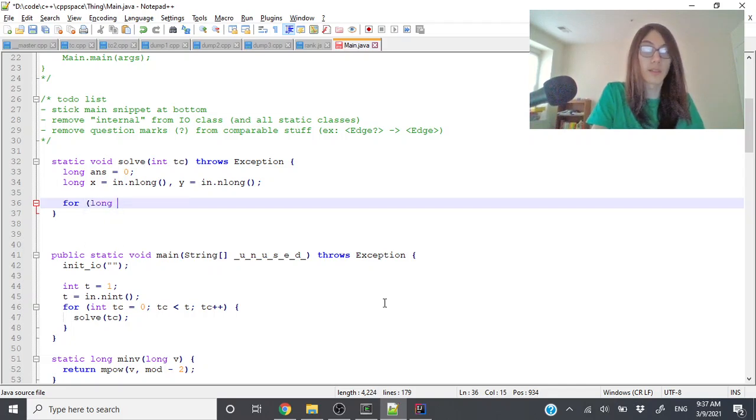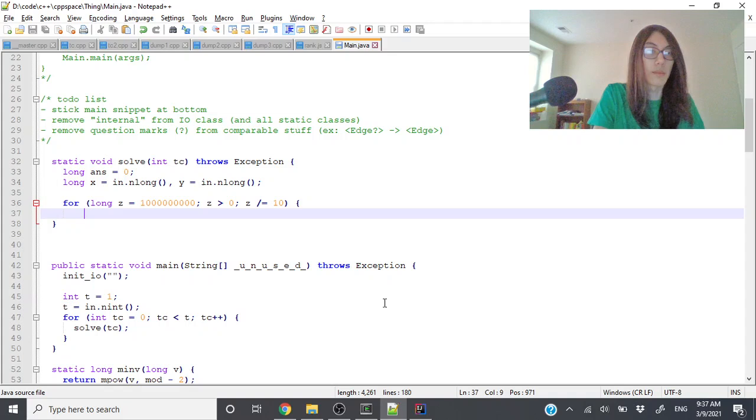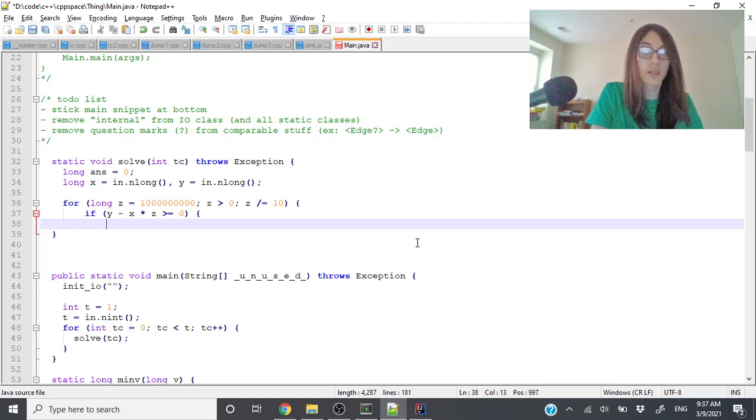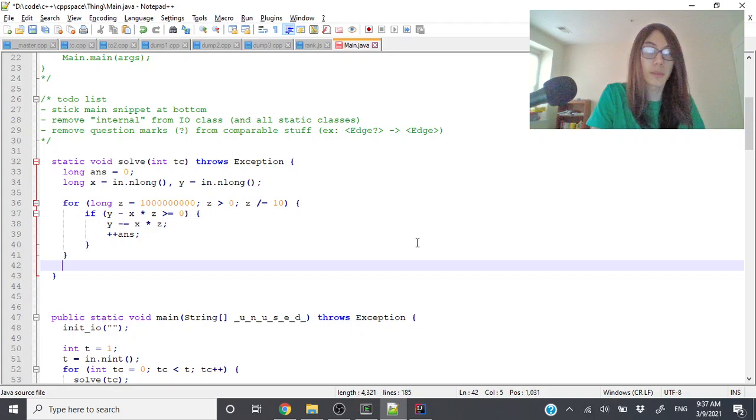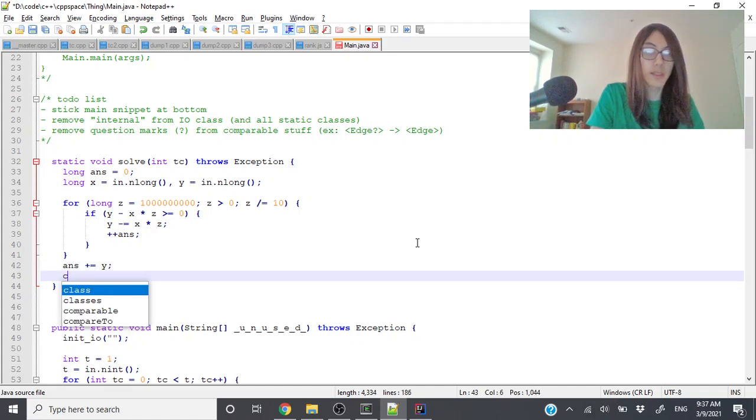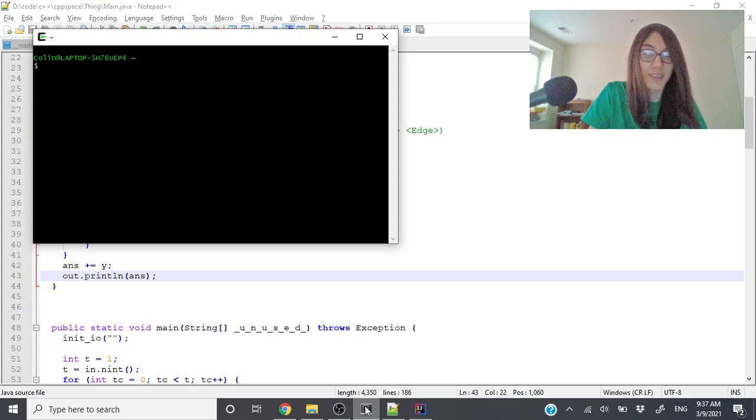For long z equals a billion, z is greater than 0, and then we divide z by 10 every time. Then if y minus x times z is greater than or equal to 0, y minus equals x times z, plus ans, because we're trying to do as few operations as possible. Then we add the remainder of y. Alright, a bit rusty. That's fine.